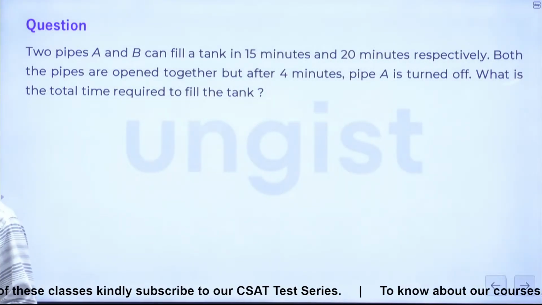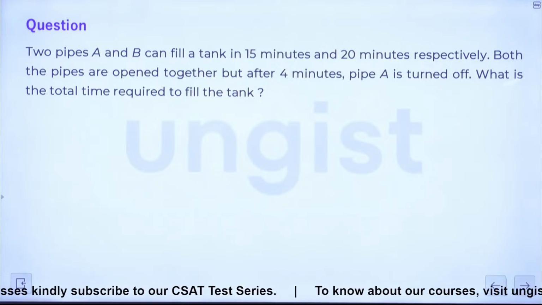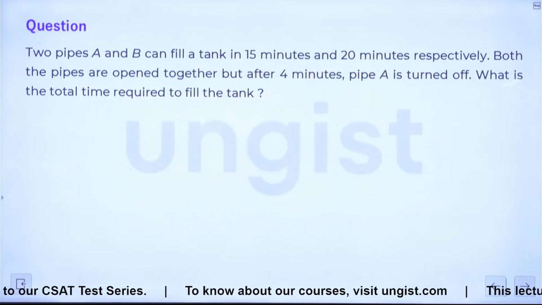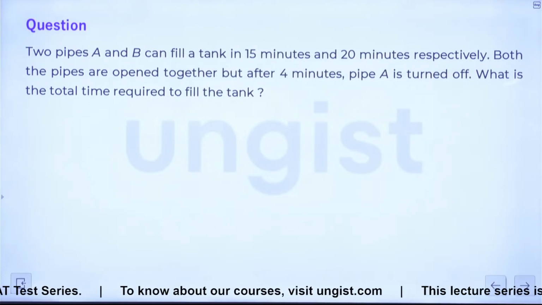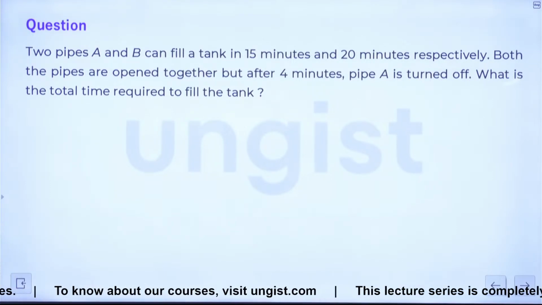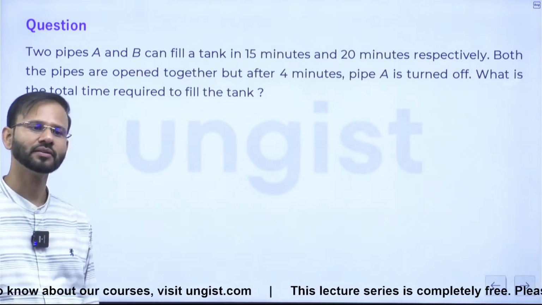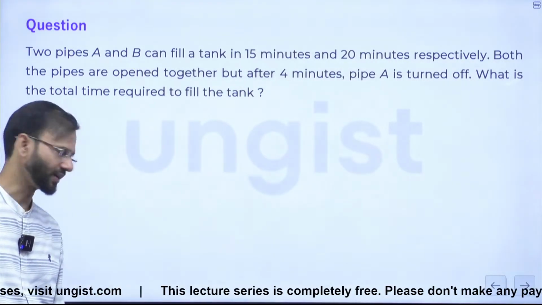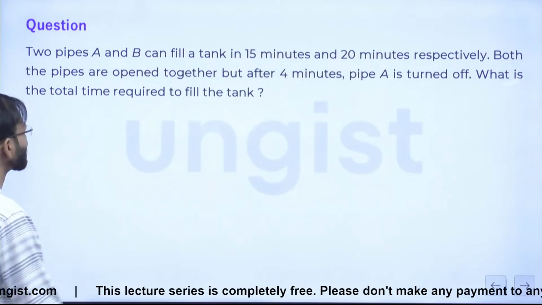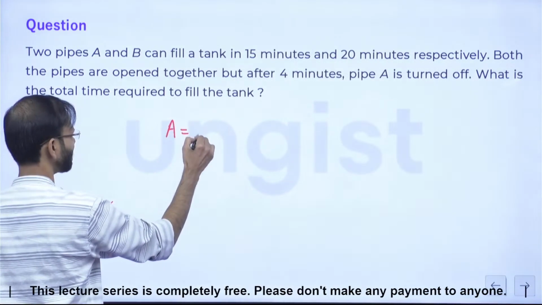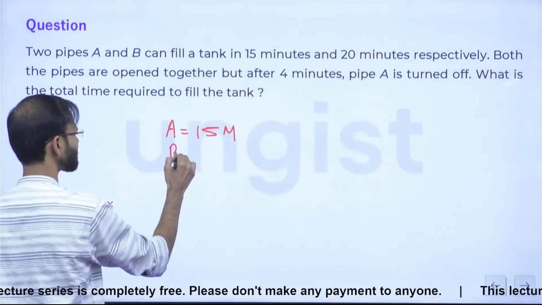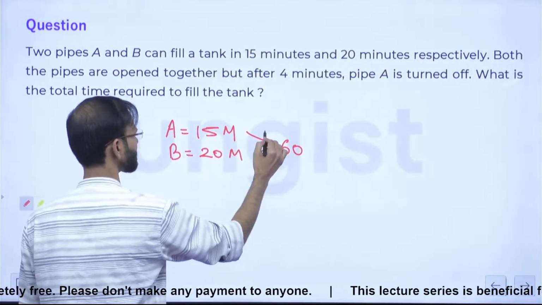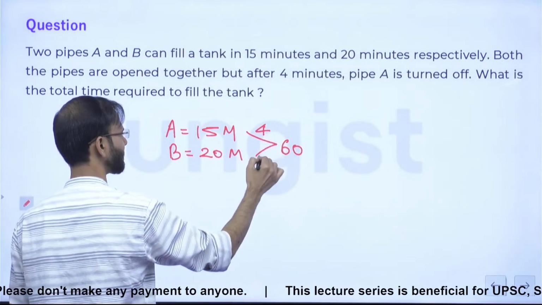Those who are sitting online, guys, what's the answer? 14 2 by 3? 10 2 by 3 plus 4. 14 2 by 3, yeah. Right? All of you, just look at this. A is filling in 15 minutes. B is filling in 20 minutes, right? So LCM is 60 again. So this is 4 and 3.